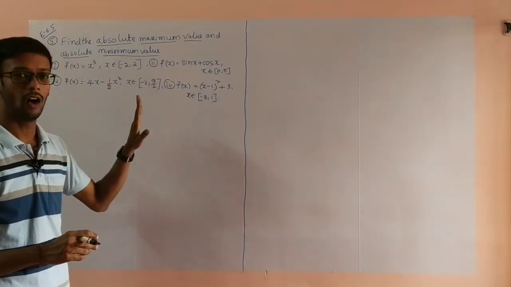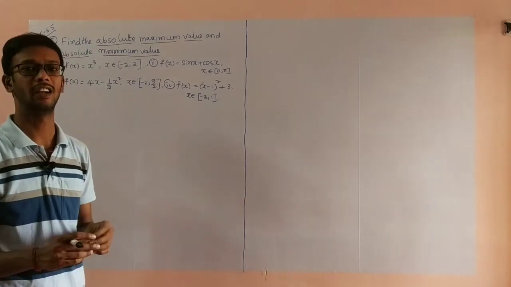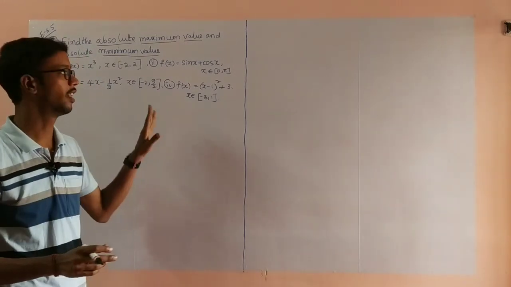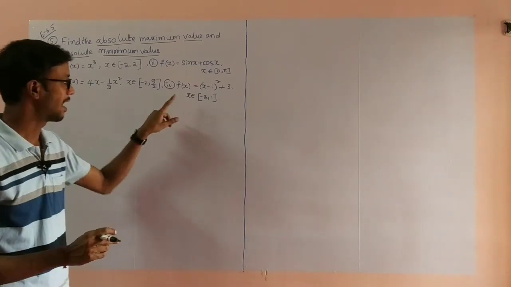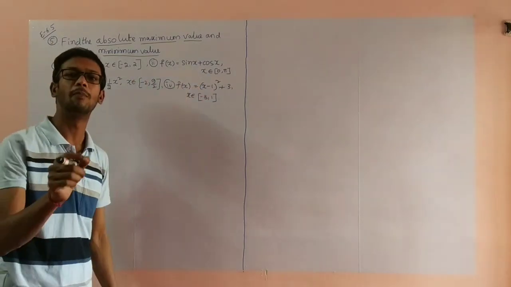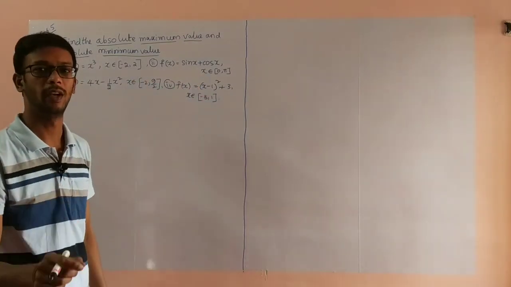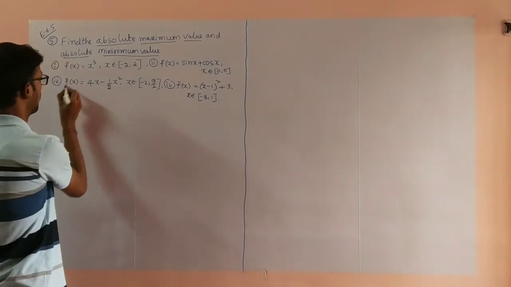Here we can do this problem without using the first derivative test and second derivative test. We can directly solve for the absolute maximum and absolute minimum. When they give closed intervals, it means you can use this absolute maximum and absolute minimum method here. So, first problem here.